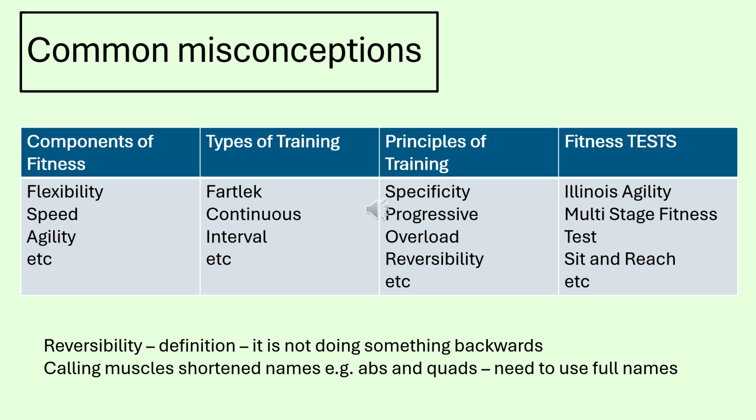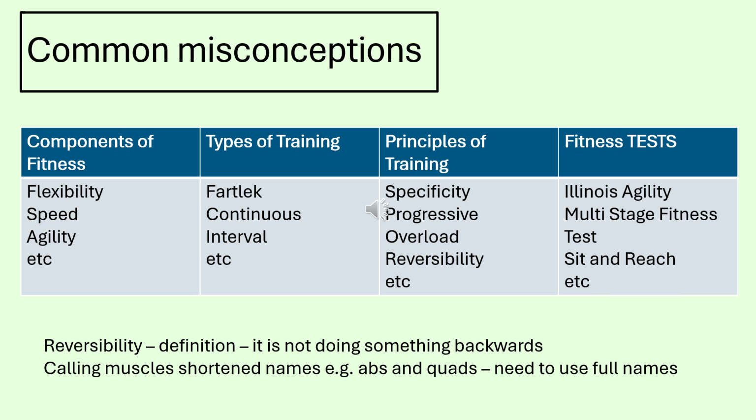This slide here is about misconceptions, and you can see I've put in a table the words that seem to get crossed over the most. So there might be a question that asks about a component of fitness, and then suddenly someone's talking about a sit and reach test. So it's really important that you understand the difference between a component of fitness, a type of training, a principle of training, and a fitness test, because I think you've got the knowledge for all of those, but we need to make sure that we're talking about the right thing. So if a question's asking about a type of training, we know we're talking about fartlek, continuous, interval, etc.